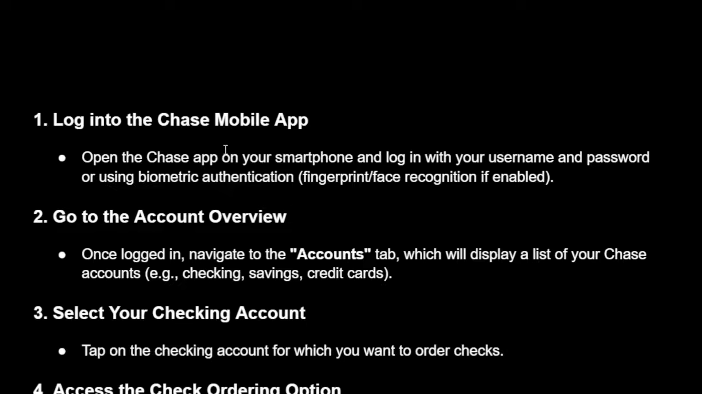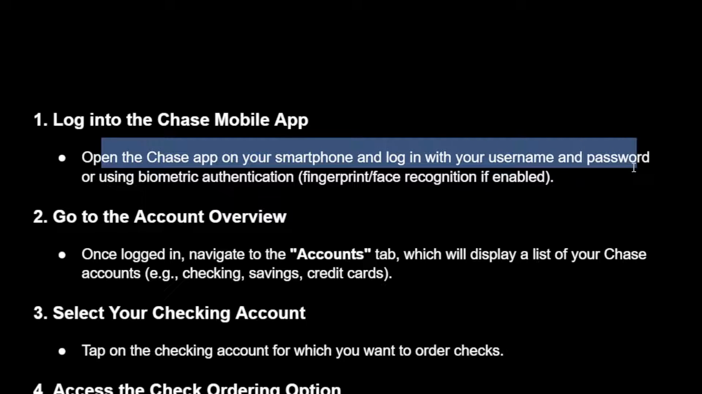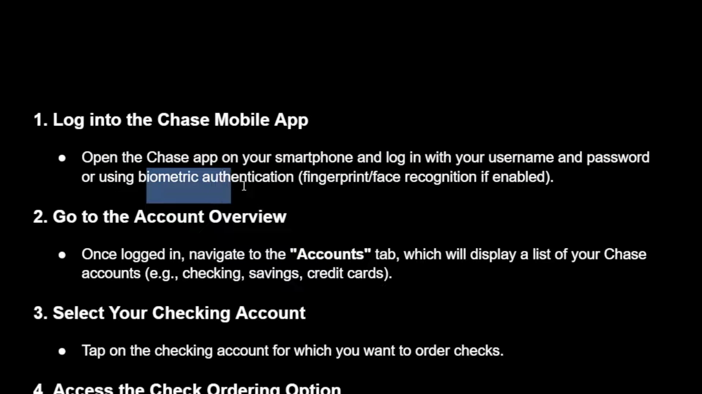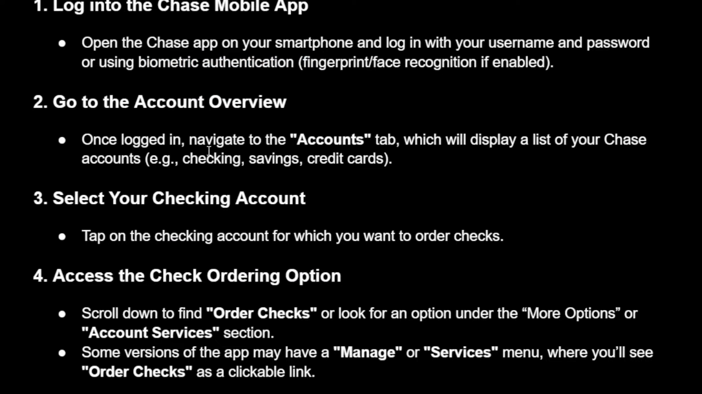Step-by-step guide on how you can order checks on the Chase app. You want to open up the Chase app on your smartphone and log in with your username and password, or use the biometric authentication. Then you have to go into Account Overview.